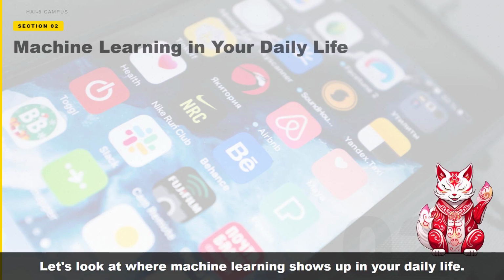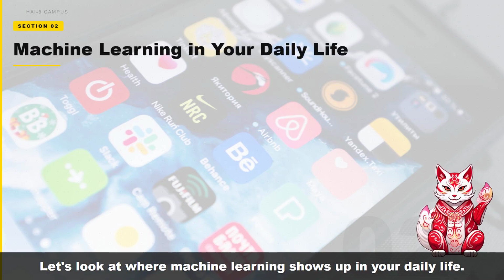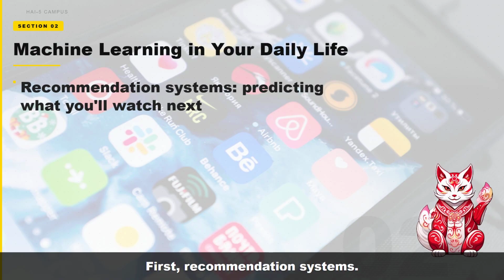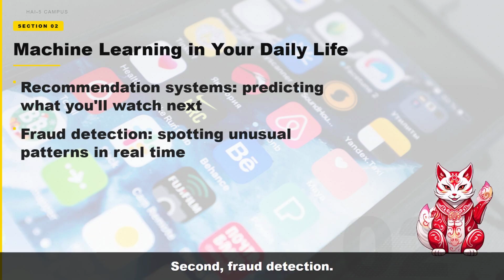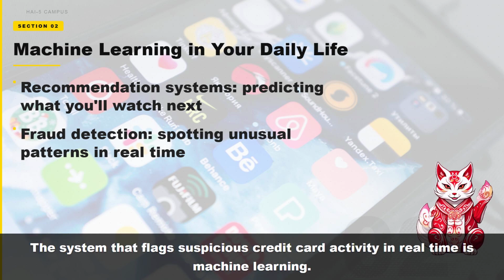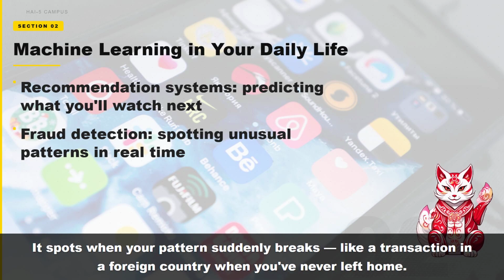Let's look at where machine learning shows up in your daily life. First, recommendation systems. When YouTube or Netflix suggests your next video, that's AI analyzing your viewing history against patterns from millions of other users, predicting what you'll want to see. Second, fraud detection. The system that flags suspicious credit card activity in real time is machine learning. It spots when your pattern suddenly breaks, like a transaction in a foreign country when you've never left home.